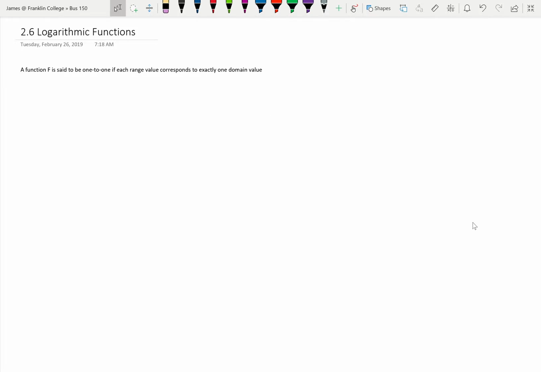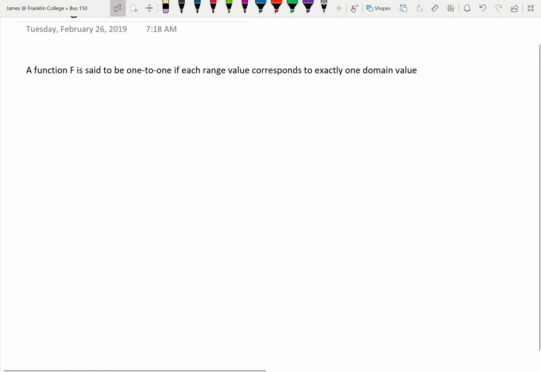Alright, today we're going to be talking about logarithmic functions. So to start off, let's talk about a function being 1 to 1. A function f is said to be 1 to 1 if each range value corresponds to exactly one domain value.